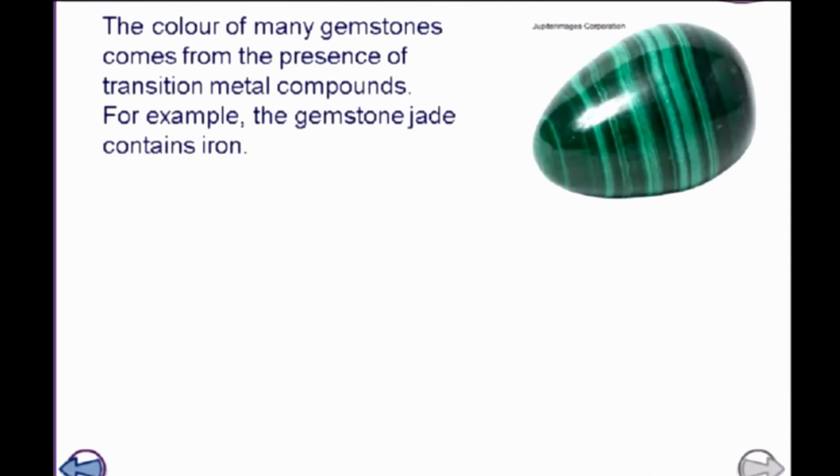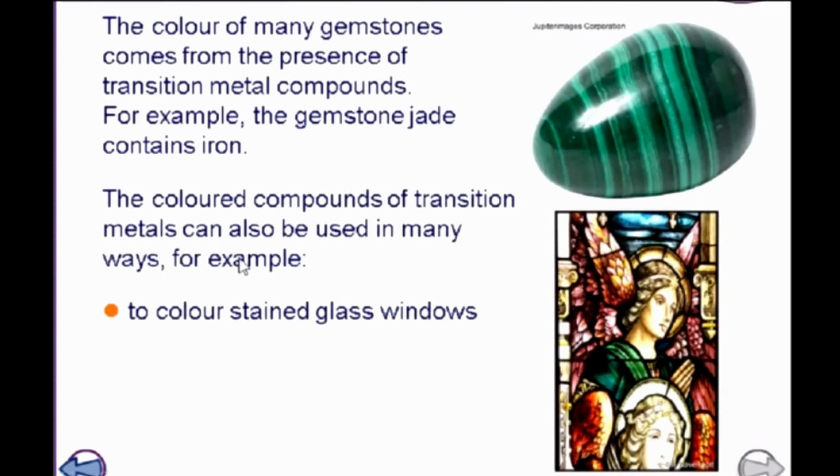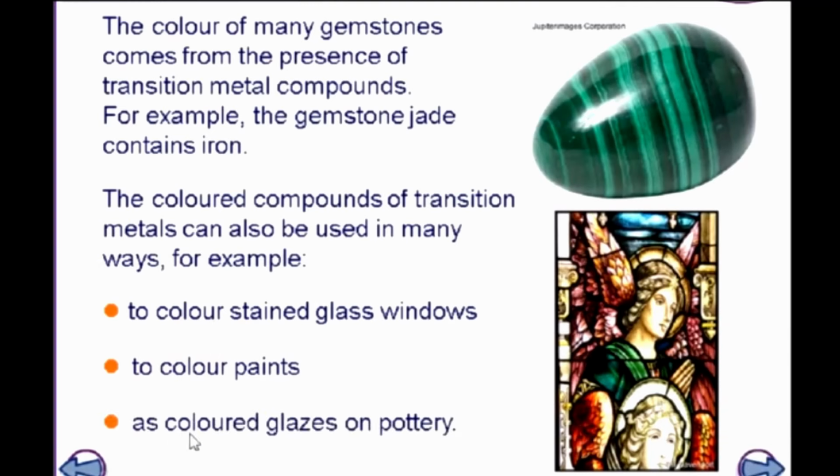So the color of many gemstones comes from the presence of transition metal compounds. For example, the gemstone jade contains iron. The colored compounds of transition metals can also be used in many ways. Some ways are to color stained glass windows, to color paints, and as colored glaze on pottery.